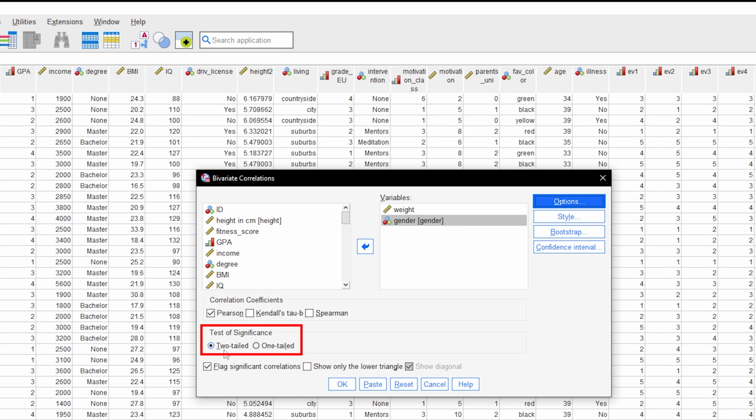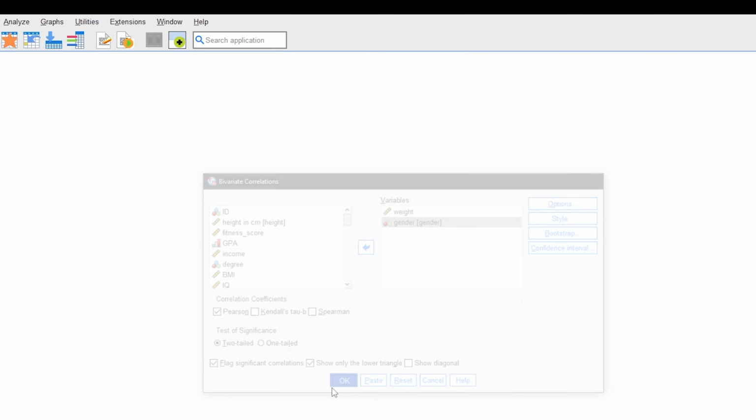If you have formulated one-sided hypotheses, you can request the corresponding one-tailed significance testing below. Finally, the Flag Significant Correlations option is ticked, which will help identifying low enough p-values, especially in larger tables. Since the correlation table is symmetric, you can request only the lower triangle by ticking the box and also remove the diagonal. Those are all relevant options, and you can request the results by clicking OK.